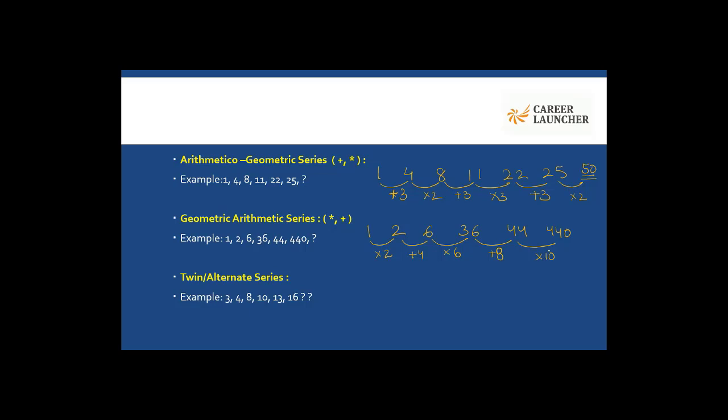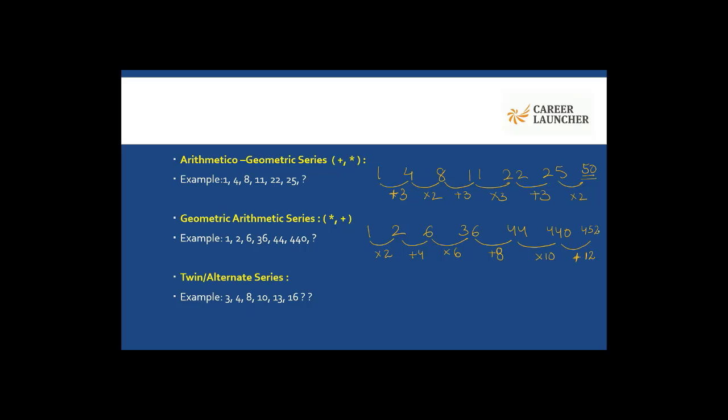Even in the numbers by which we are adding or multiplying, there is a constant increase of 2. So for the next number, it would follow addition because the previous time we used multiplication, and 10 plus 2 would be plus 12. So we would have to add 12 to 440 to get the next term, and that would be 452.